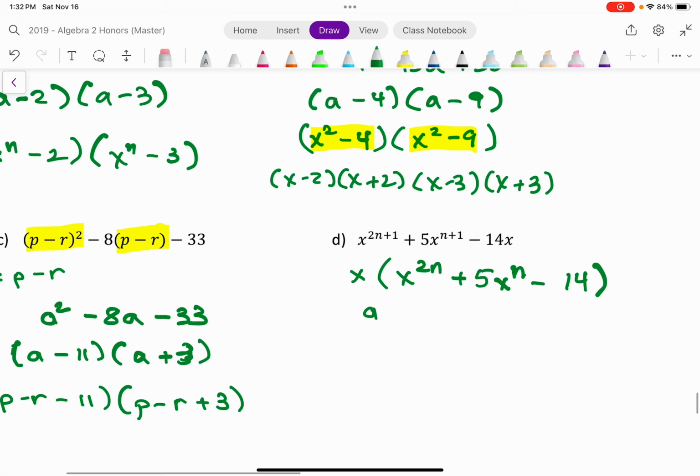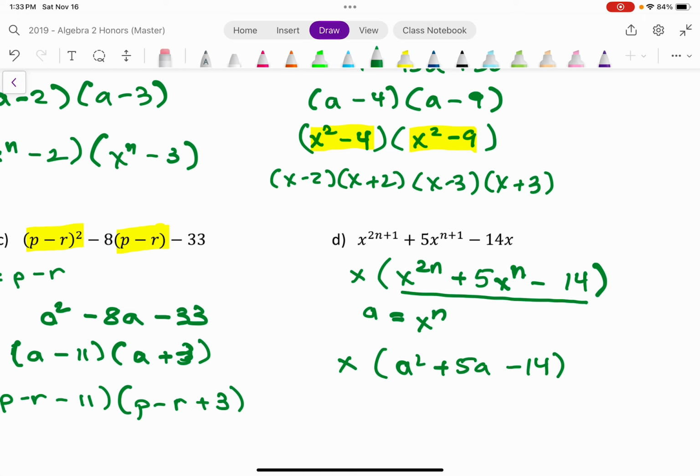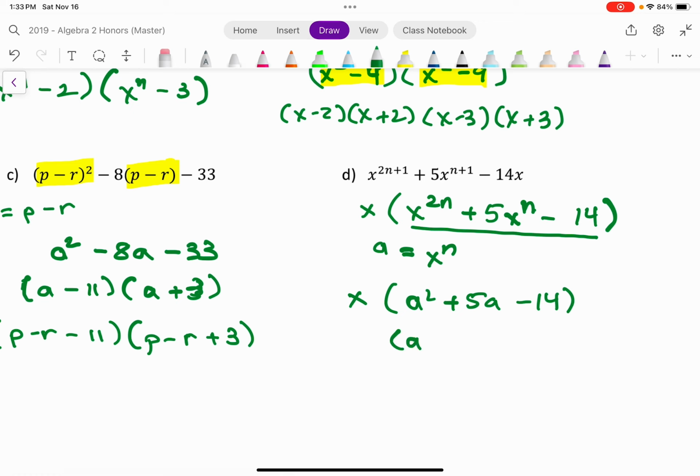And now it's ready to use the quadratic form inside here, where a is equal to x to the n. So that gives me, x is still there, a squared plus 5a minus 14. And the factors of that are going to be a plus 7, a minus 2, times x. And then remember, a was x to the n. So we substitute it back in. So this is how to deal with something that doesn't look like what we're used to.